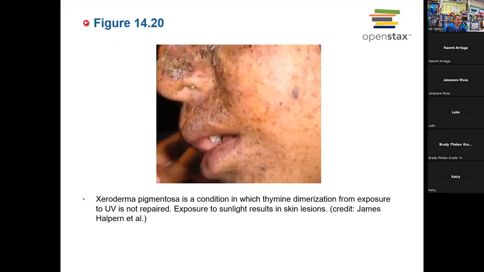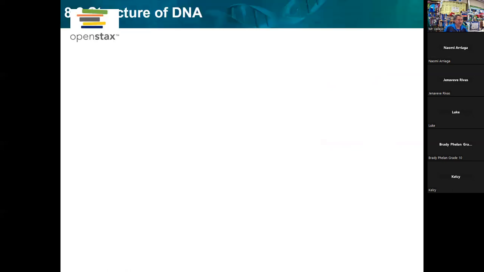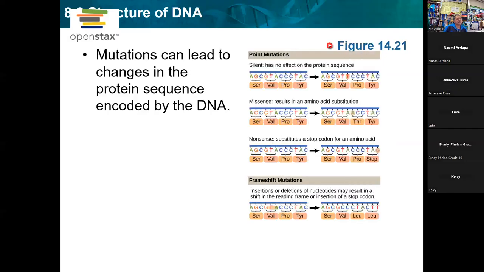Thymine dimers may cause different characteristics in people. And so here's one, Xeroderma pigmentosa. And so here are different types of mutations. Mutations can lead to changes in the protein sequence encoded by DNA. And you can see there are different types of mutations. Different types of point mutations, say here silent, missense, nonsense.